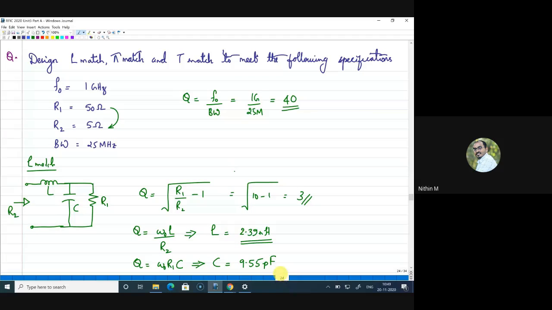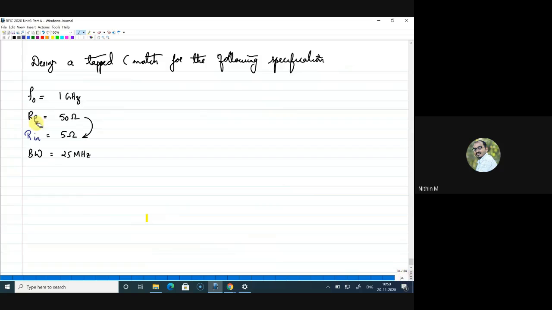So we need to do what we did last class for the L match. In this question, R1 was converted into R2, right? R1 was 50 and we have done down conversion. Yes, sir. Isn't it? We converted R1 into R2, right? Yes, sir. Okay, it is the same thing. That only I have written here, no?